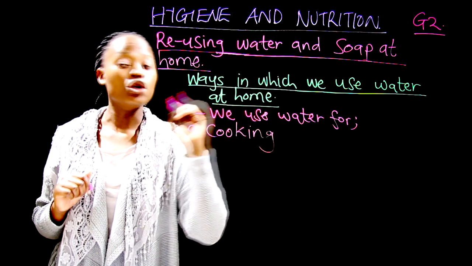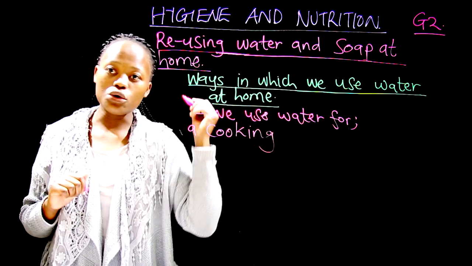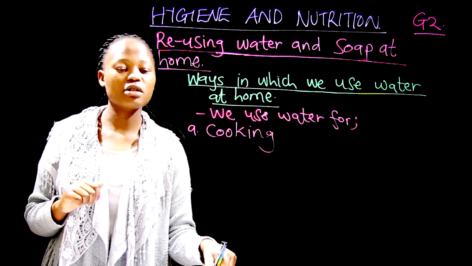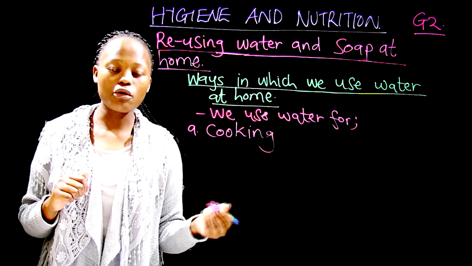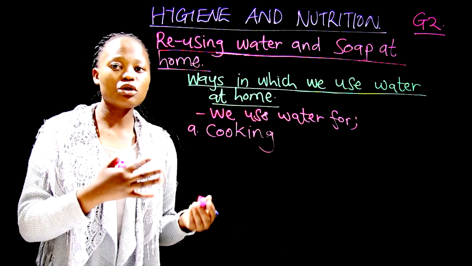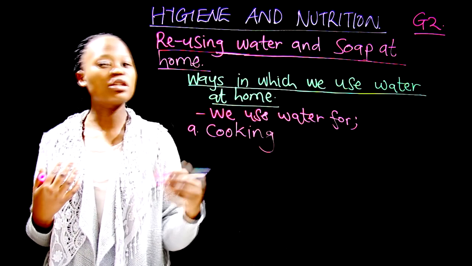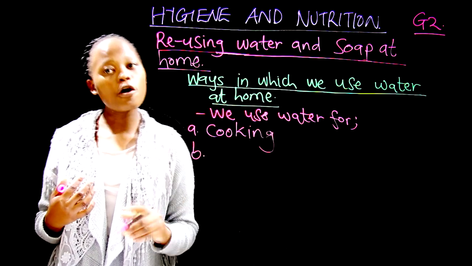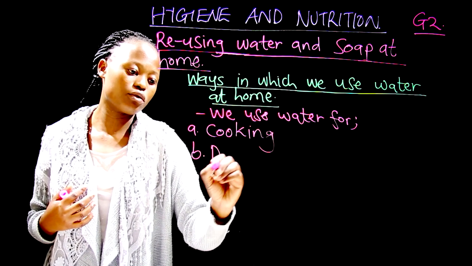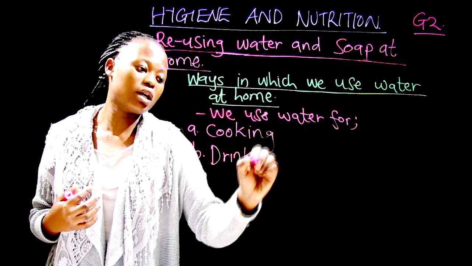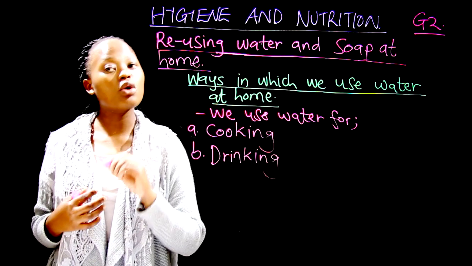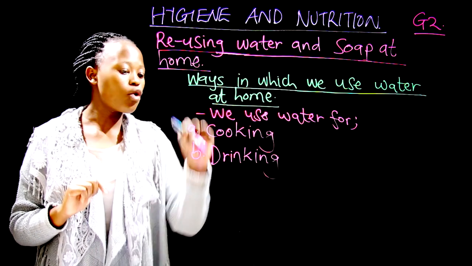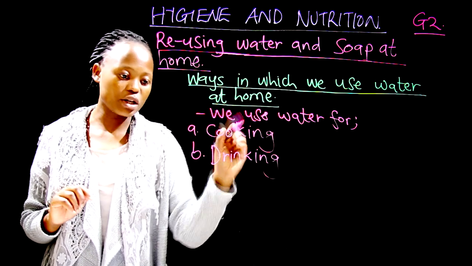If you want to cook, you will need to use what? You need to use water. When you want to cook ugali, you will put water inside your sufuria, then you wait for the water to boil, then you cook ugali. So we use water for cooking. Number B, we also use water for drinking. When you are thirsty, you will need a glass of water. So we use water for drinking.